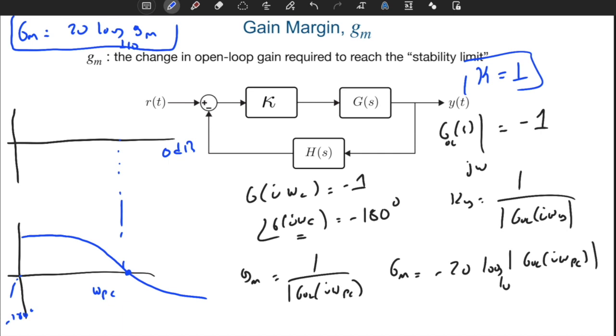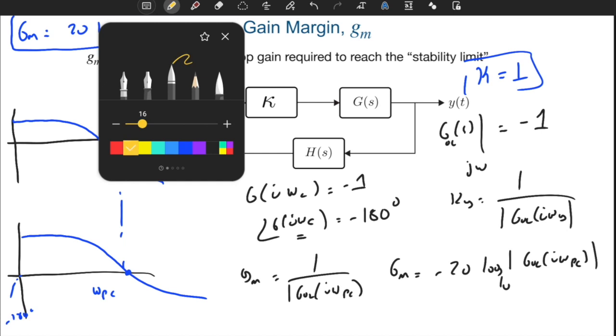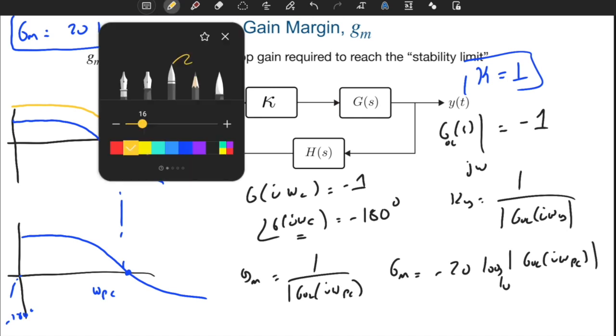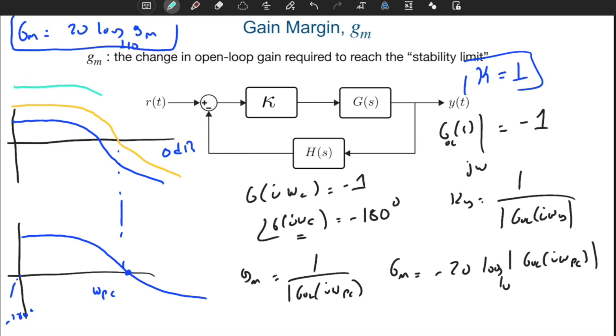So what we will do is look at the distance to the 0 dB line. Let's assume that my Bode plot normally looks like this. This is one possibility. Or another possibility, let's look at this. It's exactly crossing the 0 dB line, and this is another possibility. Let's look at this. That's great.